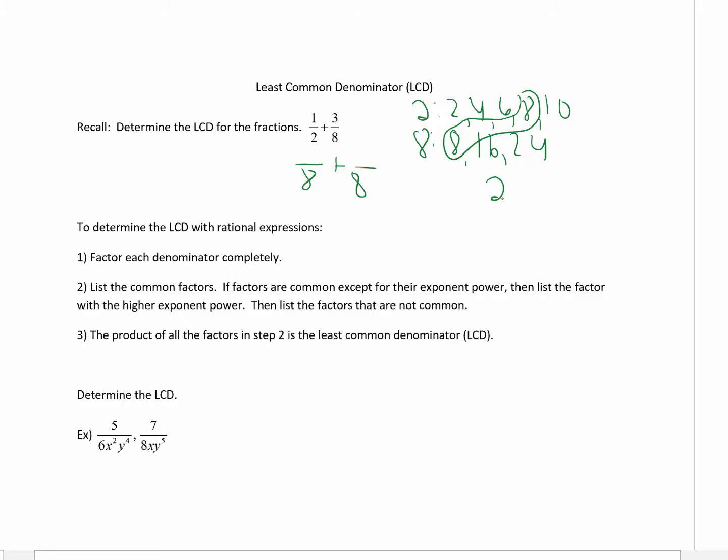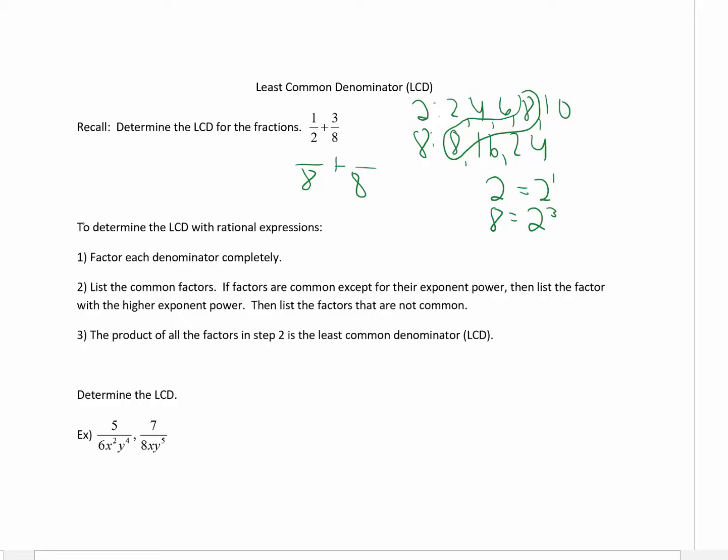Now, 2 is 2 to the first, and 8 is 2 cubed. Now, which of those values was the LCD? Well, that was 8. So both of them did have a factor of 2. Now, which one did we pick? We picked 2 cubed. So keep that in mind.